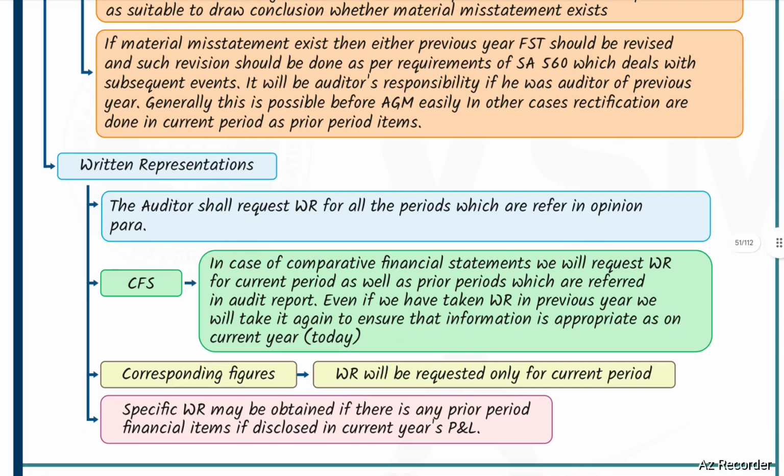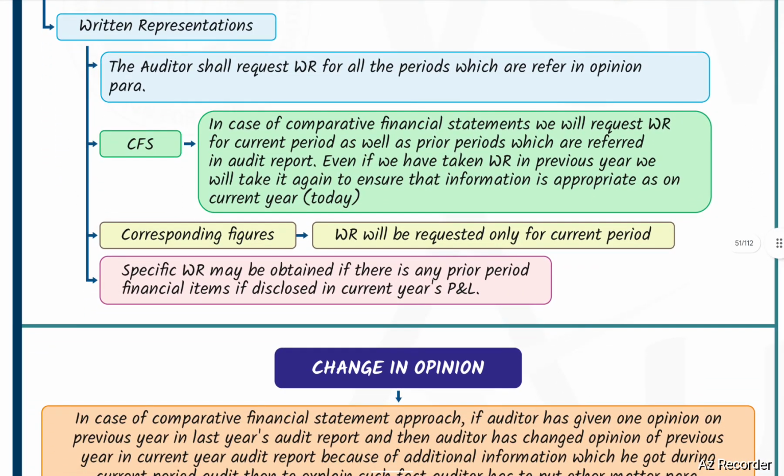Written representations. The auditor shall request written representation for all the periods which are referred to in the opinion paragraph. In case of comparative financial statements, not consolidated, we will request a written representation for the current period as well as prior periods, which are referred to in the audit report. Even if we have taken a written representation in the previous year, we will take it again to ensure that the information is appropriate as on the current year.